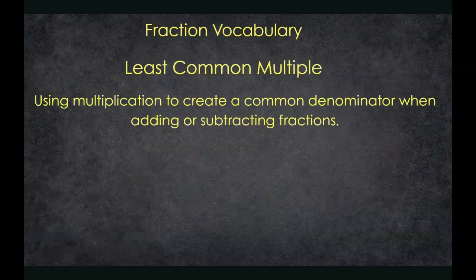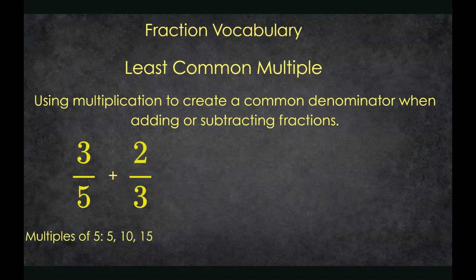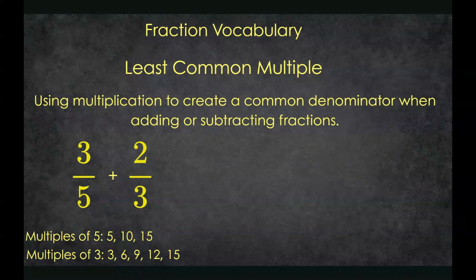All right, our final example that I'm going to walk you through is 3/5 plus 2/3. So I list out my multiples of 5: 5, 10, 15. Then I list my multiples of 3: 3, 6, 9, 12, 15. Now I look at those lists and find the lowest common multiple, what they share in common. I can see that they both have a 15.